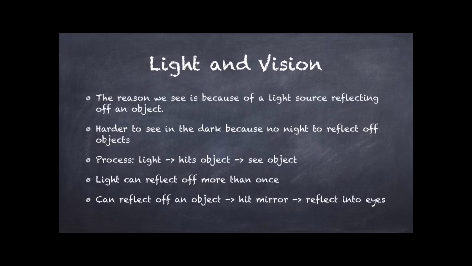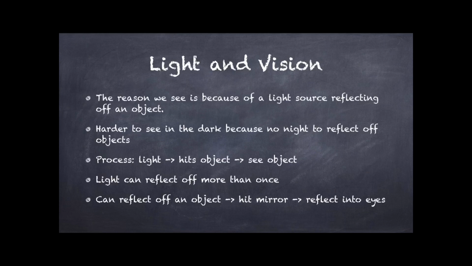So let's get started. The first thing that I want you guys to know, basic facts, is that the only reason we are able to see an object is because of light from a light source that is reflecting off of that object so that our eyes can perceive it. So when it's darker, obviously it is harder to see an actual object because there's not enough light.